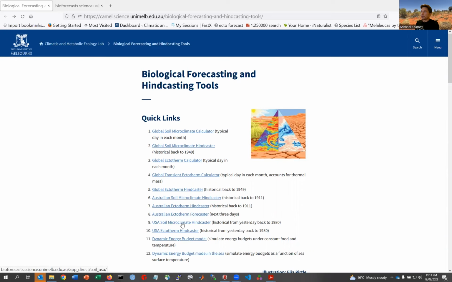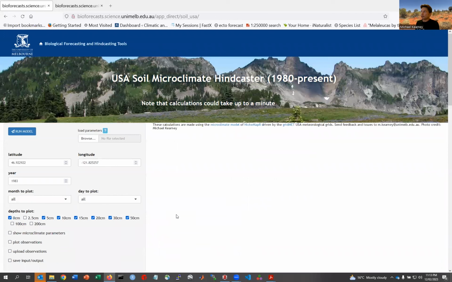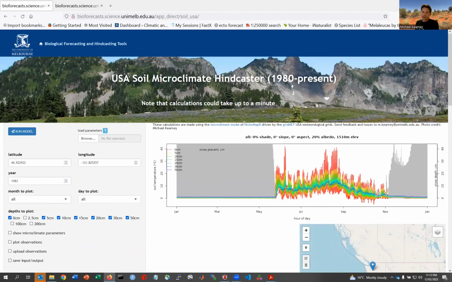So there's a US microclimate model called the US Soil Microclimate Hindcaster. This one is using the GridMET dataset, which is developed by John Abatzoglou and his group, and it goes back to 1980, and it's a daily climatology. And it goes up to present, so this is directly querying that dataset through the OPeNDAP method, so it's always up to date. And the starting location is near Mount Rainier in Washington.